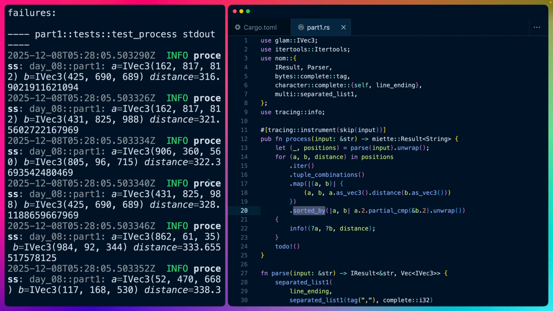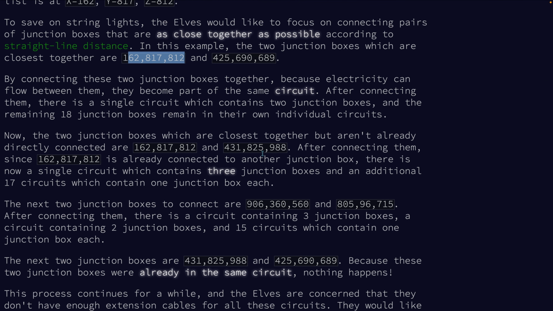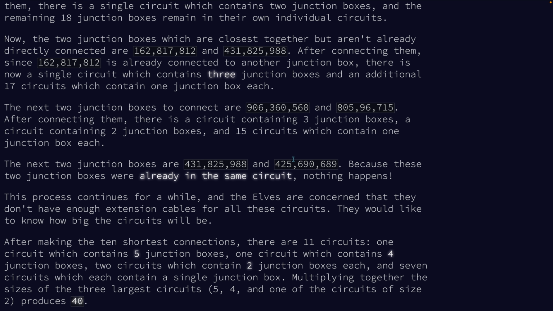Then we've got it sorted. So we've got all of our positions sorted by distance. We need to iterate over these. I guess we have a couple of options here. There's nothing that says what order we need to connect the cables in, as far as I can tell. I'm assuming that's a part 2 thing.